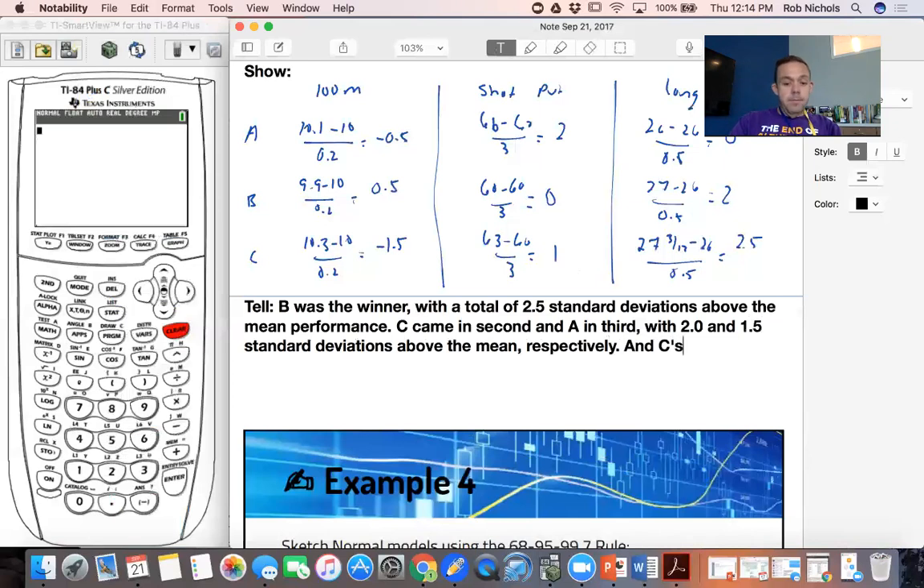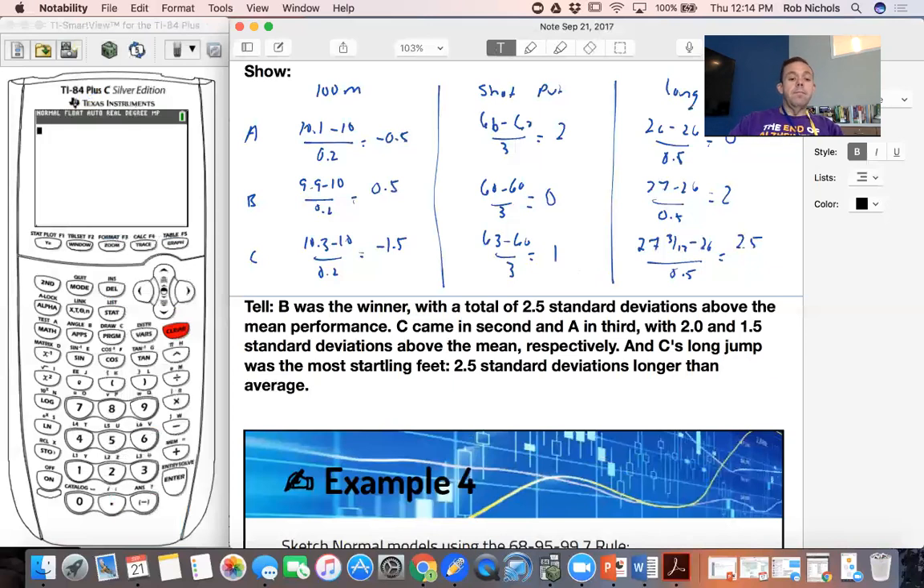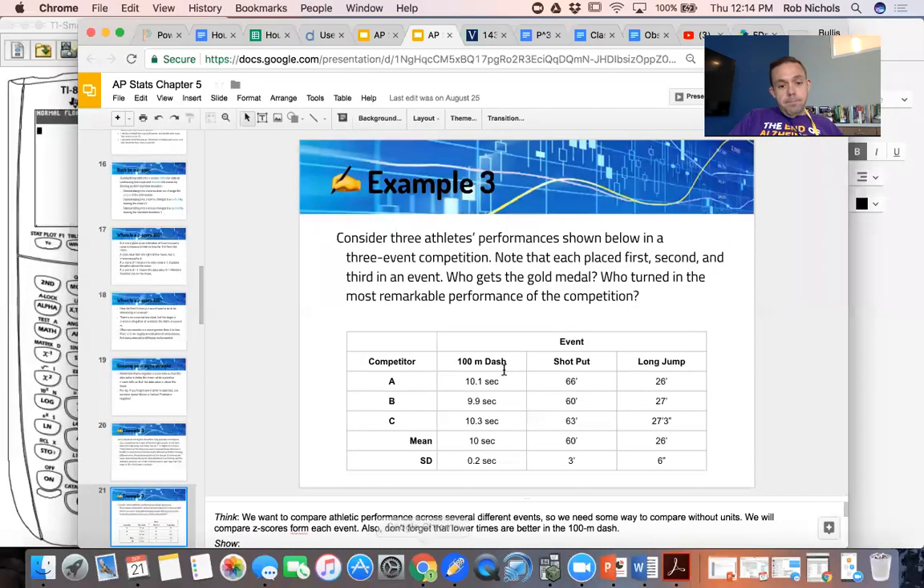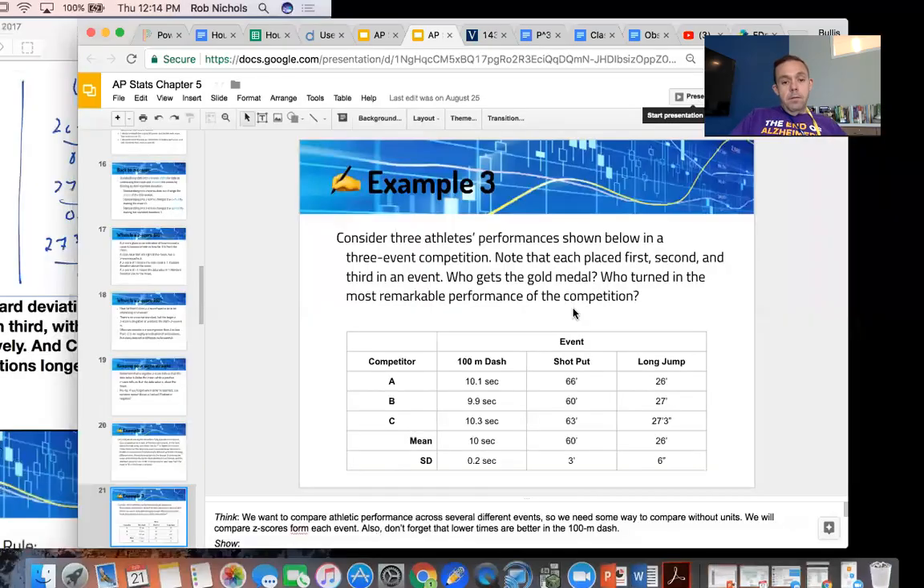And C's long jump was the most startling feat, 2.5 standard deviations longer than average. All right, and let's come back and let's present.